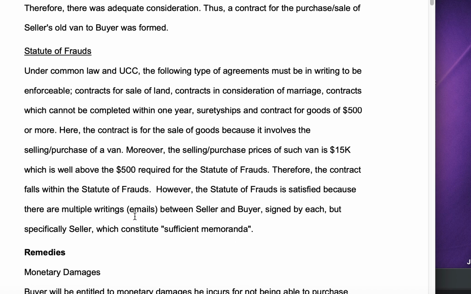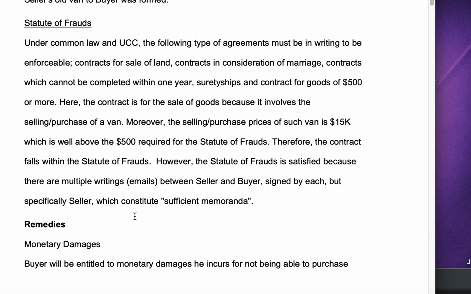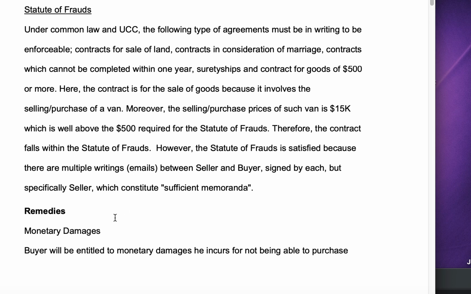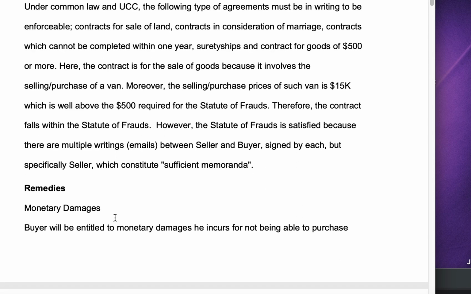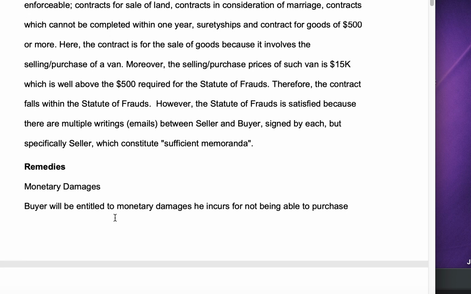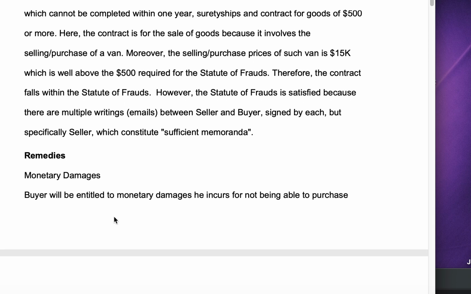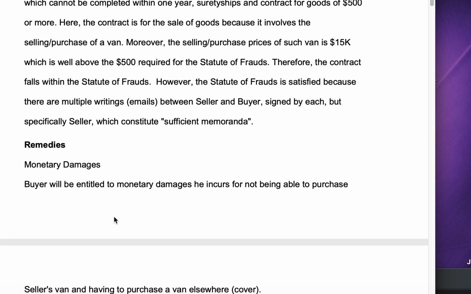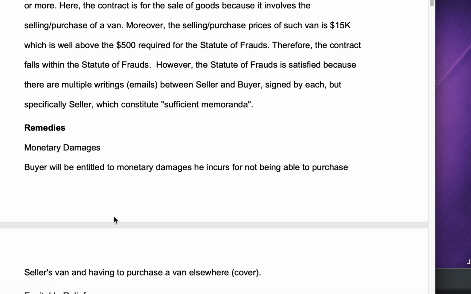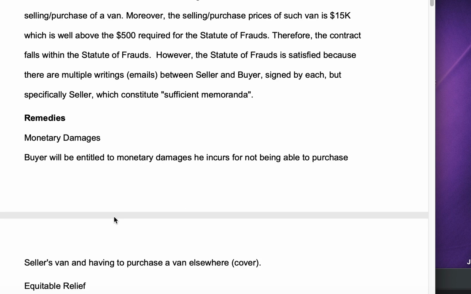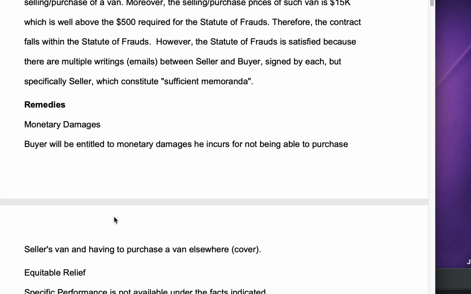Here the contract is for the sale of goods because it involves selling and purchase of a van. Moreover, the selling purchase price of the van is $15,000, which is well above the $500 required by the Statute of Frauds. Therefore, the contract falls within the Statute of Frauds. However, the Statute of Frauds is satisfied because there are multiple writings, emails between the seller and buyer signed by each, but specifically seller, which constitutes sufficient memoranda.